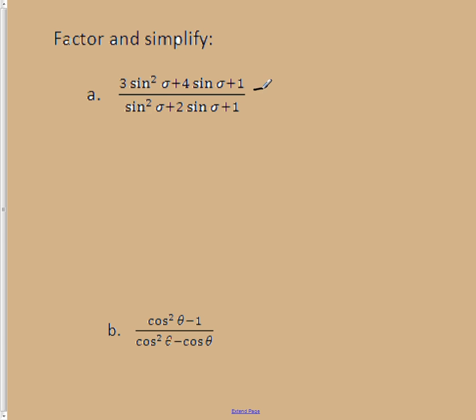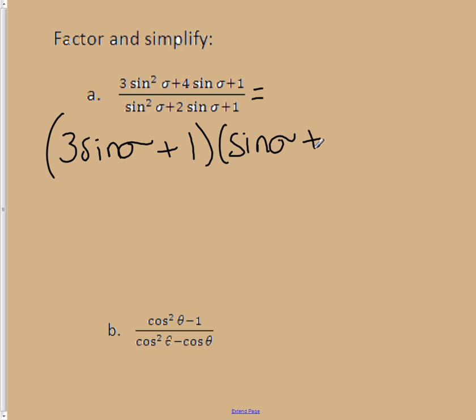So the numerator is going to factor into 3 sine sigma plus 1, and then sine sigma plus 1. Then if I stop myself and think, if I multiply this back together and distribute this through, will I get 3 sine squared sigma plus 4 sine sigma plus 1? And the answer is yes. And if you're not sure, go ahead and check yourself.